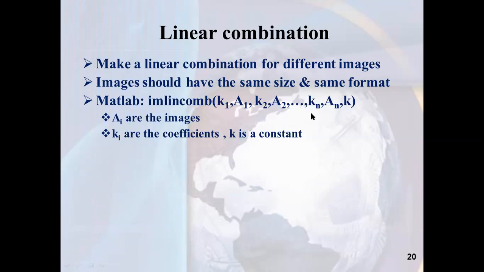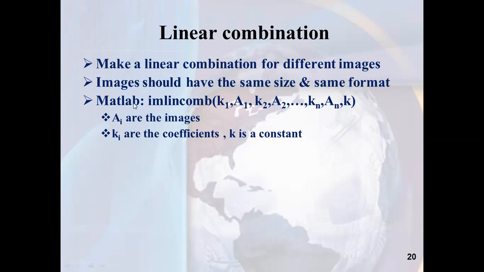So we can combine different images. If K is negative, it means we subtract. For example, if K2 is minus 2, it means I subtract A2 from A1. If K1 is more than 1, it means we multiply by a number. If K1 is, for example, 0.5, it means we divide by 2, because when we multiply by half, we divide by 2. So this formula combines all the operations: image add, image subtract, image division, and image multiply can be combined by using image linear combination.